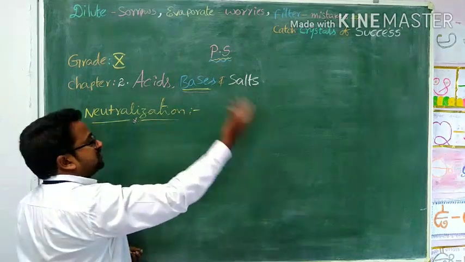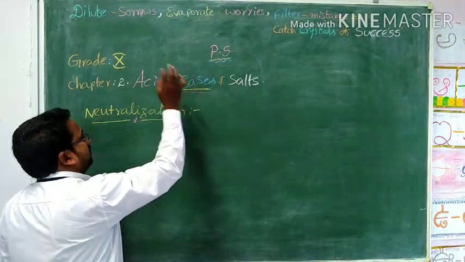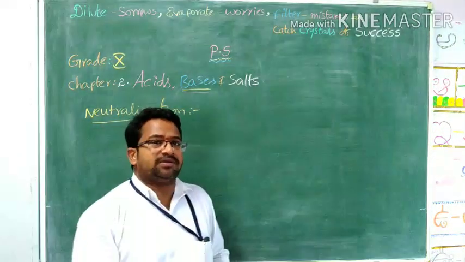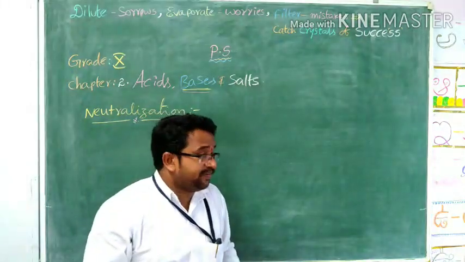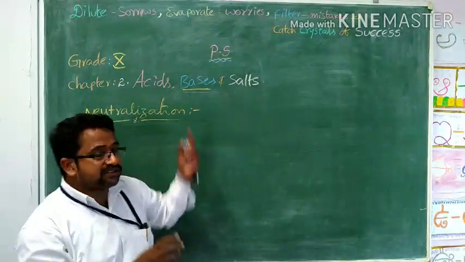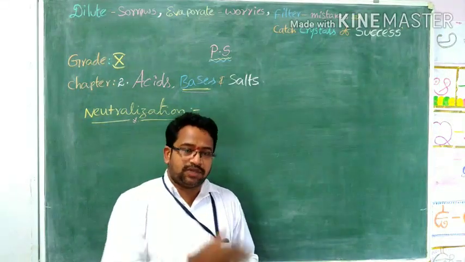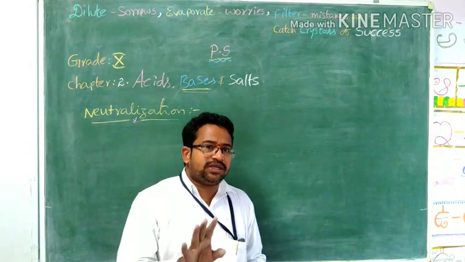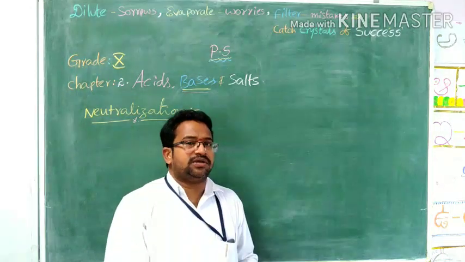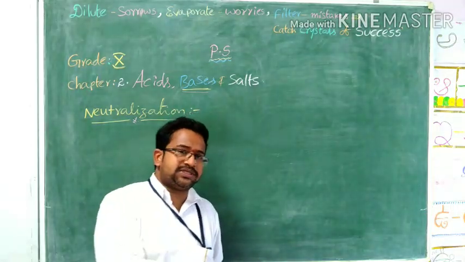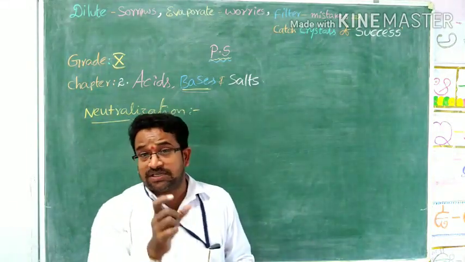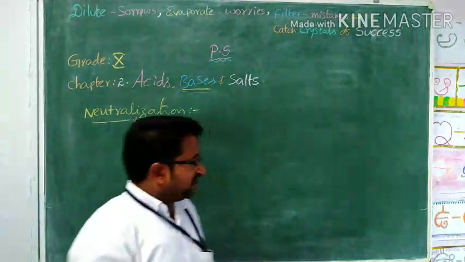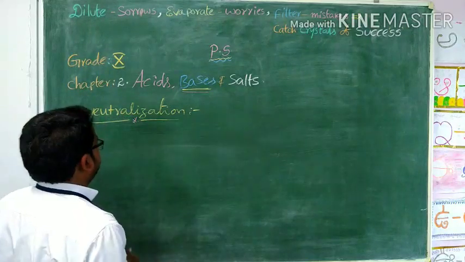Neutral means the solution which has been attained may not be acid, may not be base. But blindly, don't think that all salts are neutral. The nature of the salt depends on the strength of the acid and base that are used. We will learn in detail also. But don't think all the salts are neutral. They may be acidic salts, basic salts, or neutral salts, based on the strength of acid and base.